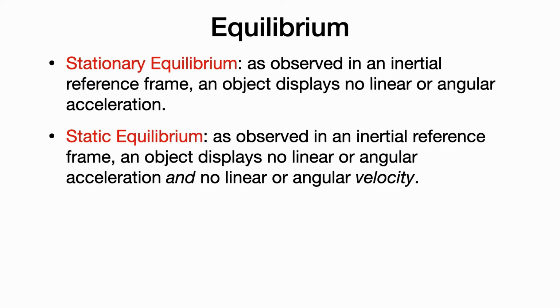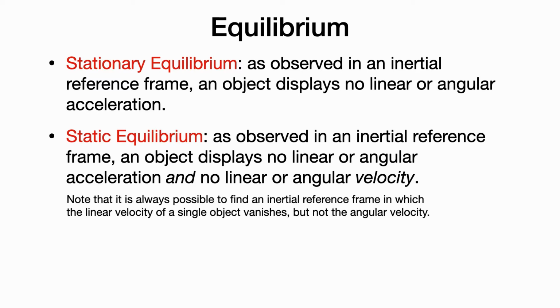But the difference between stationary and static equilibrium is that in static equilibrium, we also have no linear or angular velocity. Most important is that there is no angular velocity. Notice that we can always remove any linear velocity by changing to an inertial reference frame in which the object has no linear velocity. But we cannot do the same thing for angular velocity because making such a change of frame to remove the angular velocity would put us into a non-inertial reference frame.